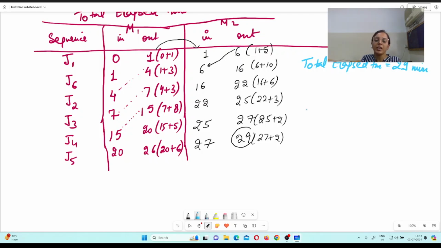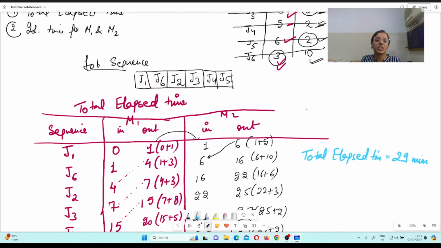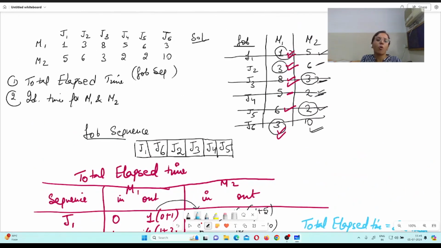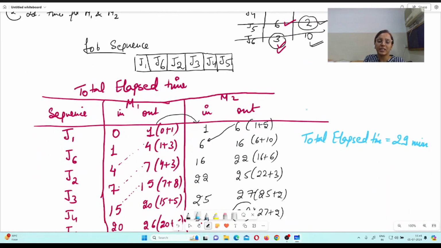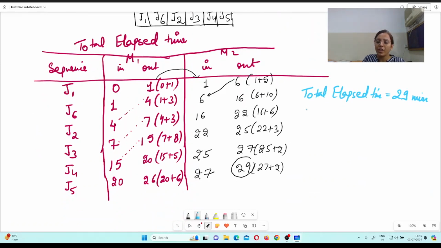Right? Same like in that way as we started, if we conclude the machine one work time in all the jobs, like in machine one, job one is 1 minute plus 3 plus 8 plus 5 plus 6 plus 3. Therefore, the total time will be 26 minutes. And if I'm counting the machine two for all the jobs, that is 5 plus 6 plus 3 plus 2 plus 2 plus 10, then your work will be completed in 28 minutes, right? So what we conclude from here, that machine 1 completed their work in 26 and machine 2 in 28. So we have to find it.